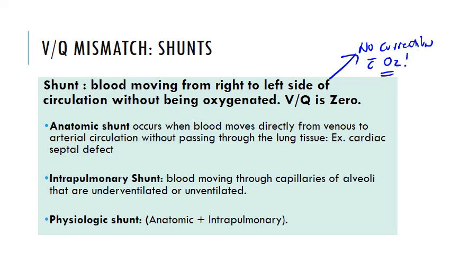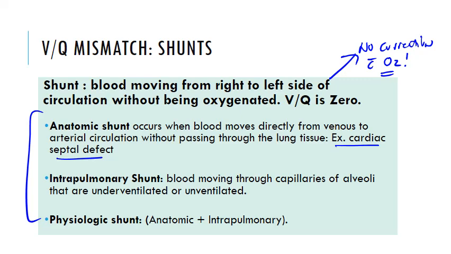And it's essentially blood bypassing the alveoli because the alveoli are disabled, or if it's an anatomic shunt, it's because there's actually an extra vessel or some sort of a defect which is allowing blood to bypass the lung. Let's go through some of these quickly. So an anatomic shunt would be something like a cardiac septal defect, and this occurs when blood moves directly from the venous to the arterial circulation without even touching the lung tissue.